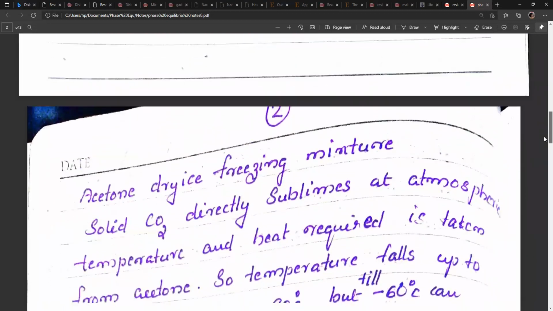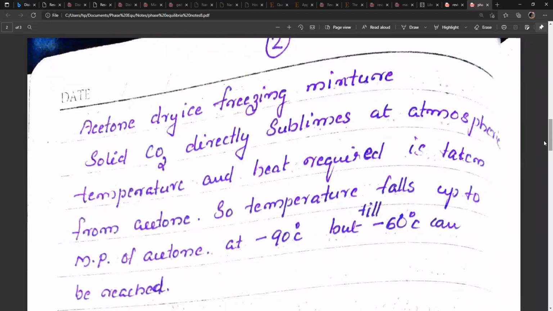And there are freezing mixtures other than ice salt systems. An example of such a freezing mixture is the acetone dry ice freezing mixture. Dry ice means solid carbon dioxide, which directly sublimes at atmospheric temperature, and the heat required is taken from acetone. So the temperature falls up to the melting point of acetone, that is -90 degrees centigrade, but we get a lower temperature of up to -60 degrees centigrade using the acetone dry ice freezing mixture.